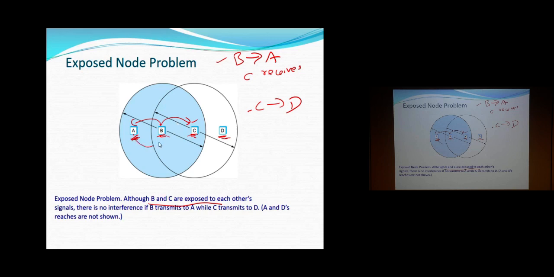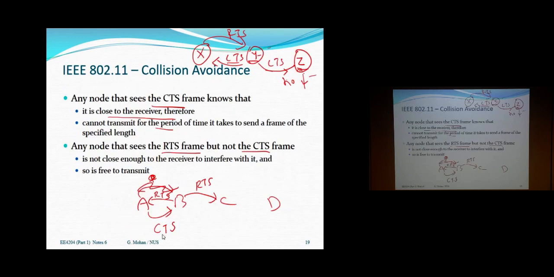Whatever B sends will be received by both. But whatever A sends will not be received by C; maybe A's circle should be something like this. That means this CTS cannot reach C. So C receives the RTS frame, but subsequently it does not receive the CTS frame. That means the receiver A is far apart from C. The transmission is towards a node, let's say A, which is far away from C.